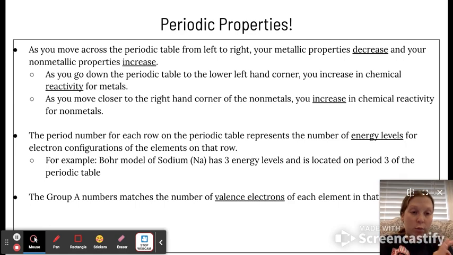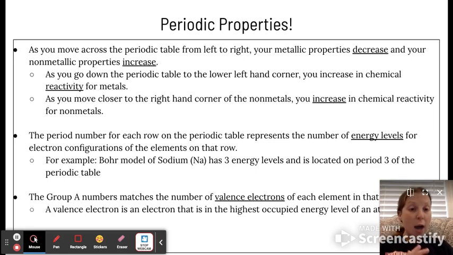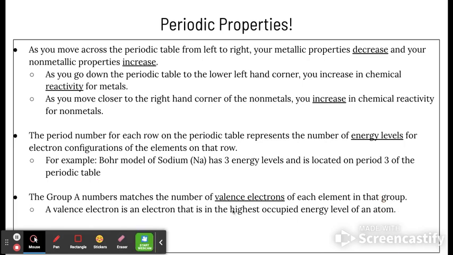Those A group numbers will be in Roman numerals on your periodic table. This matches the number of valence electrons that each element in that group has. So group 1A has 1 valence electron. Group 7A has 7 valence electrons, not 17.